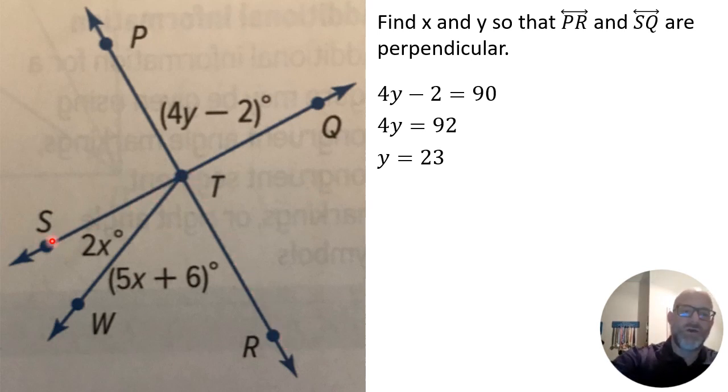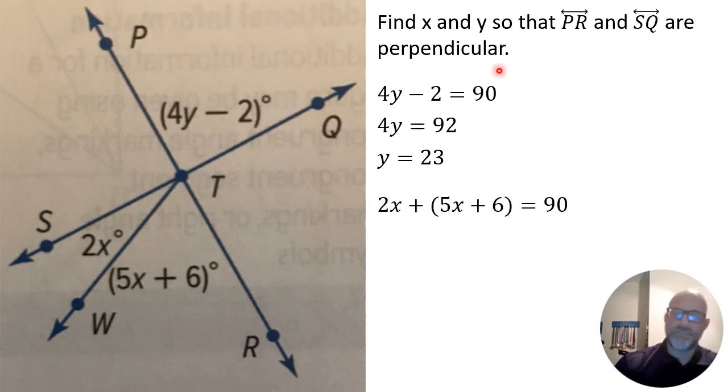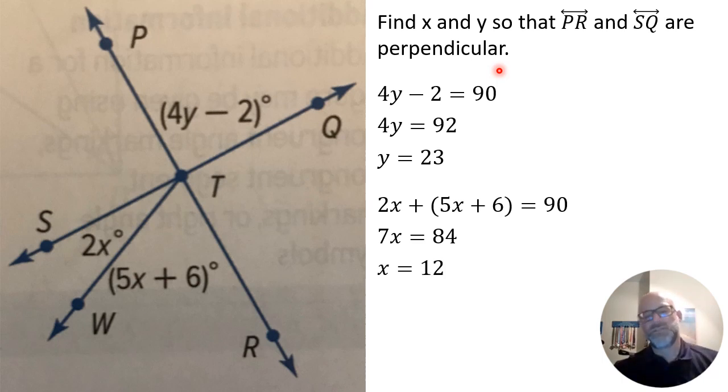Now we can repeat the process down here. Angle STR is clearly a right angle, a 90-degree angle, since these lines are coming together perpendicular. Well, a small angle plus the other small angle should equal the big angle. 2x plus 5x plus 6 should equal 90. All right. Divide by 7, you get x equals 12. So we solve for x and y. Notice this is not a system of equations. It's two totally separate operations, one to find x and one to find y.